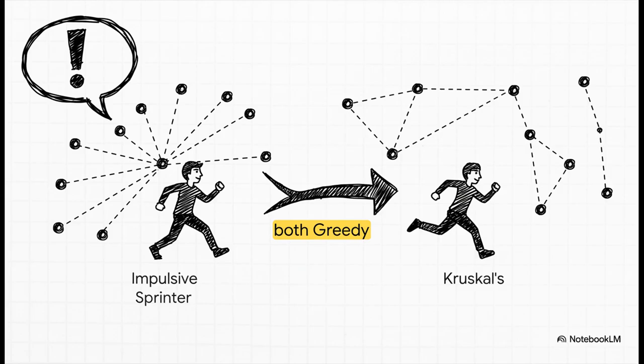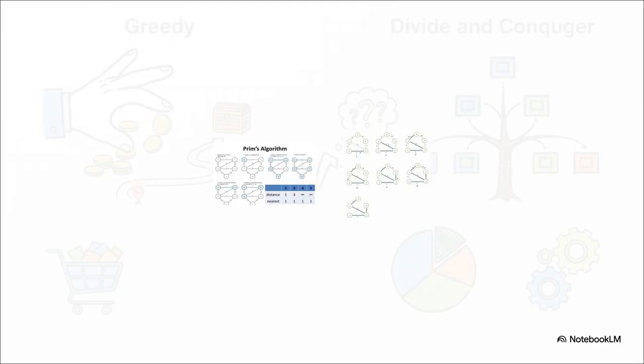And here's where it gets really interesting. A little plot twist for you. The two most famous ways to solve this problem, algorithms called Prim's and Kruskal's, are both greedy. They're both impulsive sprinters. They just have very different running styles. So here's how they differ.